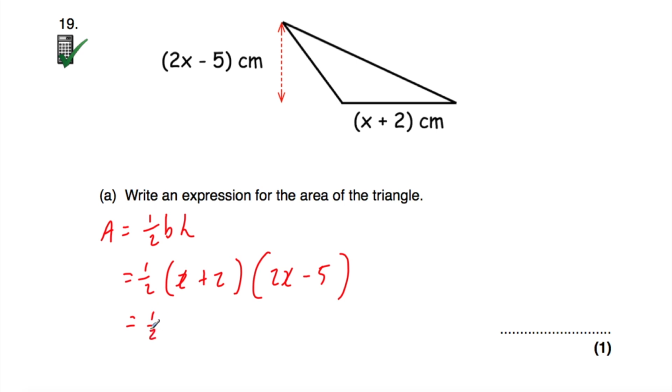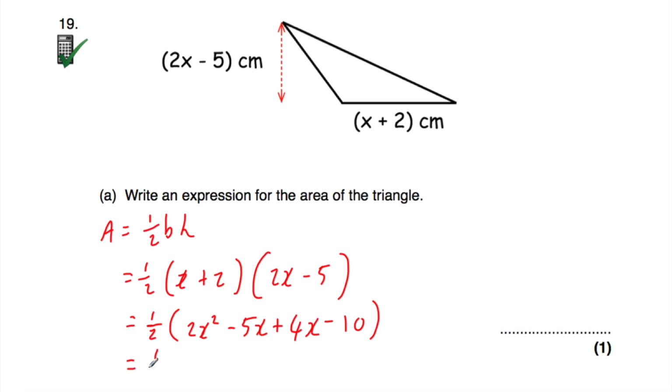So we'd have a half and then in brackets, and let's expand here. x times 2x would be 2x squared. Then we've got x times minus 5. That's going to be minus 5x. We've then got 2 times 2x. That's going to be plus 4x. And finally, 2 times minus 5 would be minus 10. So we've expanded our brackets.